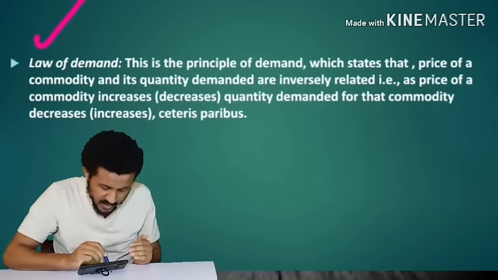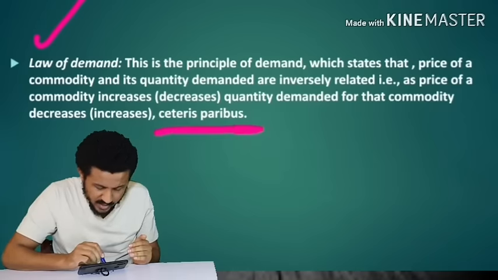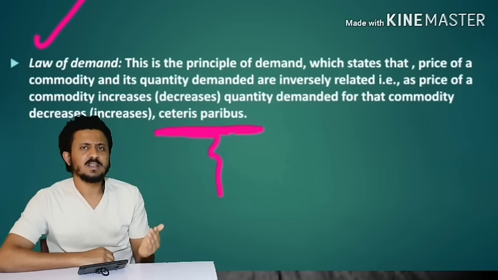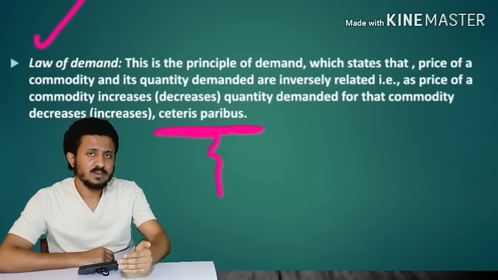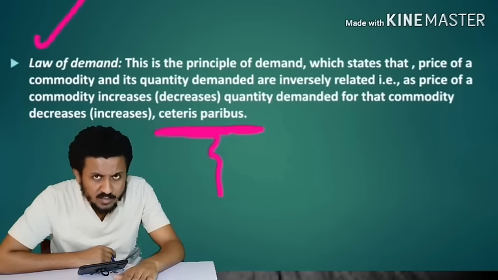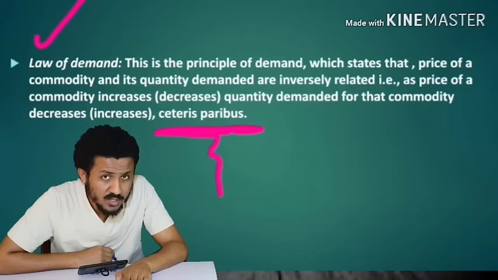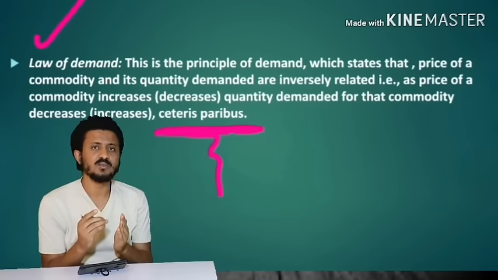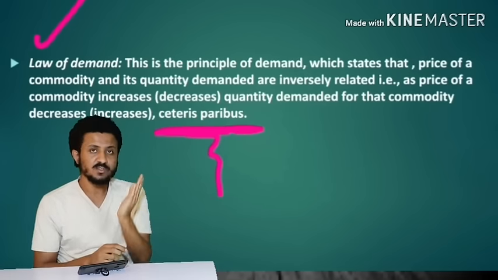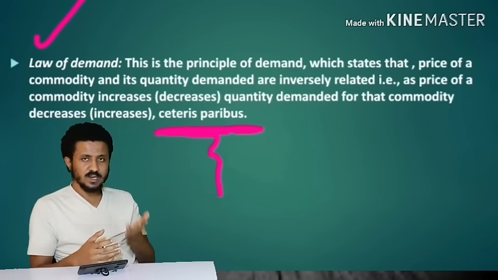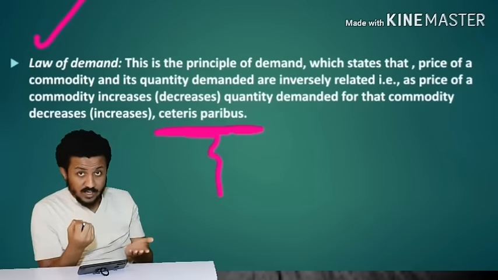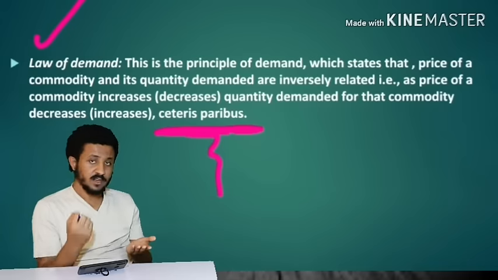So what does the law of demand say? The law of demand states that ceteris paribus. Please note this word: in economics, ceteris paribus means keeping everything constant. The law says, keeping everything constant, when the price of a commodity increases, the quantity that we demand will decrease, and vice versa.